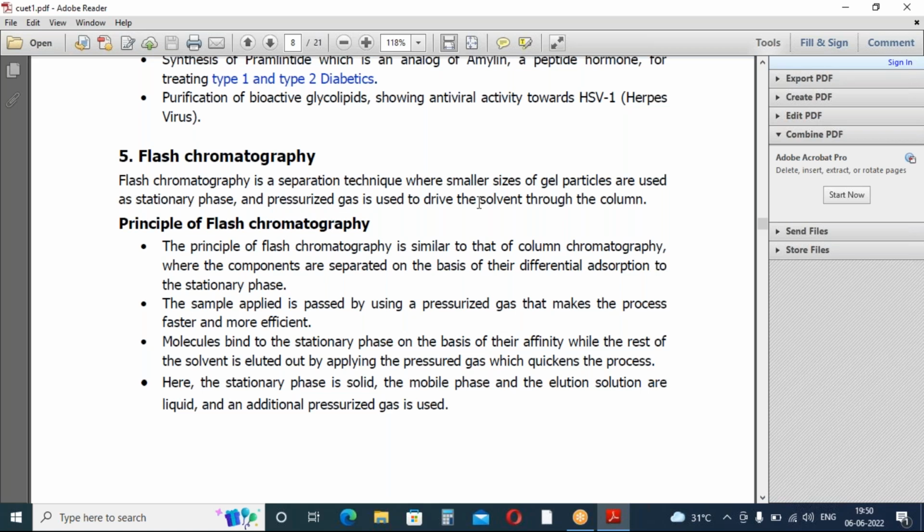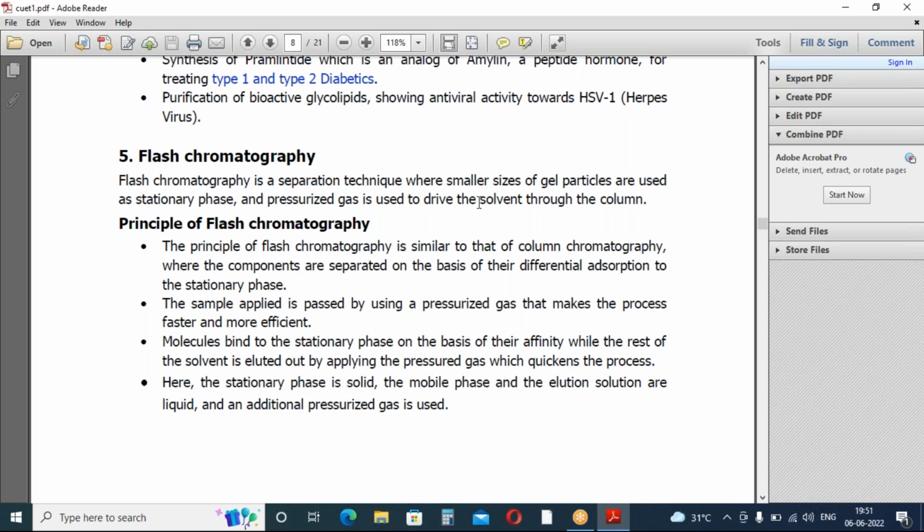Understood? Here, flash combines gel chromatography and HPLC. We are using a stationary phase of small-size gel particles, and pressurized gas is used for driving the mobile phase through the column. And what is the principle? This is mainly based on adsorption only.